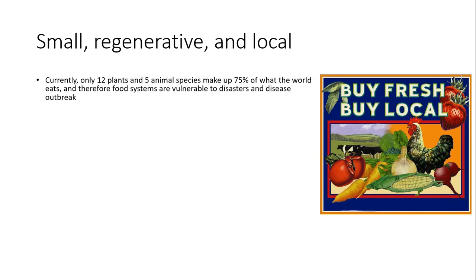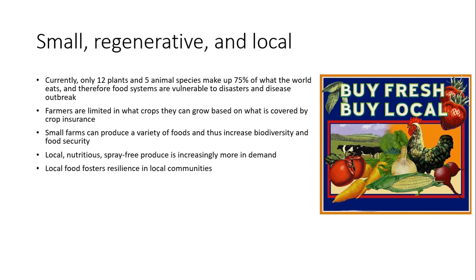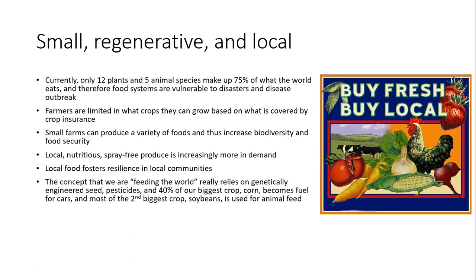Currently, only 12 plants and 5 animal species make up 75% of what the world eats, and therefore food systems are vulnerable to disasters and disease outbreak. Farmers are limited in what crops they can grow based on what is covered by crop insurance. Small farms can produce a variety of foods and thus increase biodiversity and food security. Local, nutritious, spray-free produce is increasingly more in demand. Local food fosters resilience in local communities.